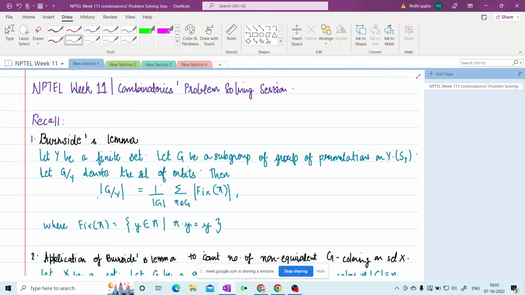In other words, Burnside lemma is saying that the number of orbits in a group action is the same as the average number of elements fixed by a permutation. So this was the Burnside lemma.